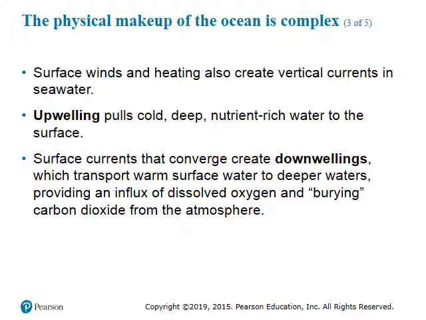Surface currents that converge create downwellings. This is where you transport warm surface water to deeper waters. So it's kind of the opposite, where the warmer waters are going down. This provides an influx of dissolved oxygen and a burying of carbon dioxide from the atmosphere. So again, these currents will bring oxygen from the surface down to deeper layers of the ocean. And also consequently, because carbon dioxide as a gas does dissolve into water, albeit just a little bit, it helps bury and sequester CO2 and subsequently carbon deeper in the ocean.